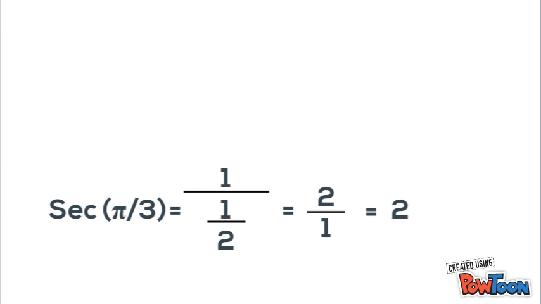Secant of pi over 3 is 1, the hypotenuse, divided by 1/2. This is the same thing as multiplying by the reciprocal, 2, so your final answer is 2.